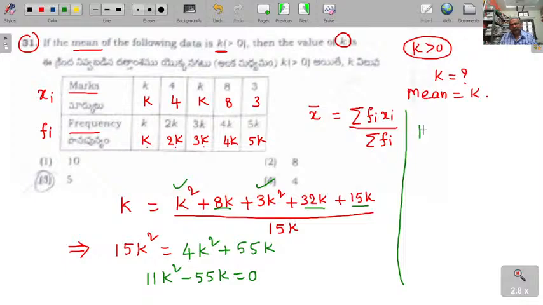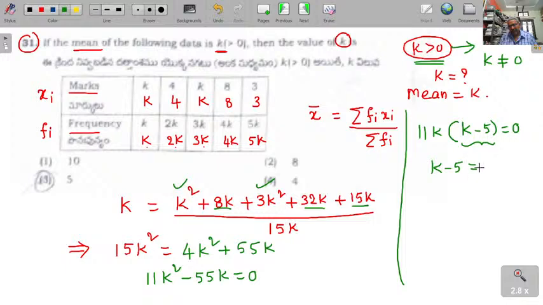Let us take 11k common. If you take 11k common, we have k minus 5 equal to 0. Since k is greater than 0, this is a very important factor. Conditions are very important while solving problems. My dear students, please concentrate on the given conditions in the problem, as that plays a major role. K greater than 0 means k can never be equal to 0. So since k does not equal 0, k minus 5 must be 0, which means k is equal to 5. So our answer is 5.